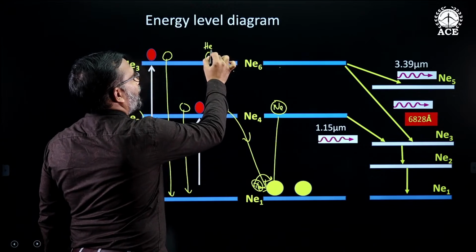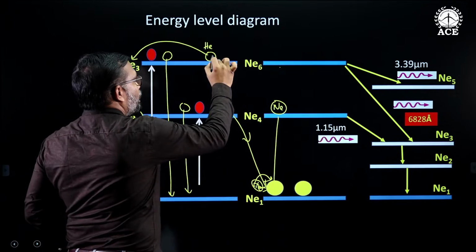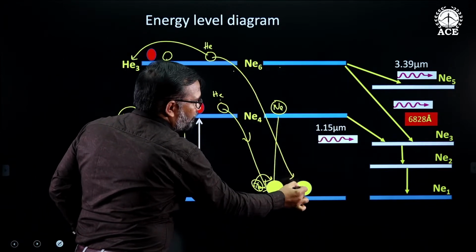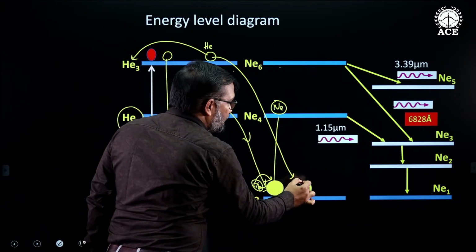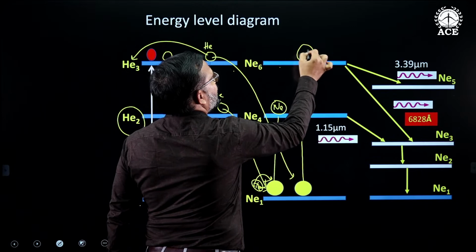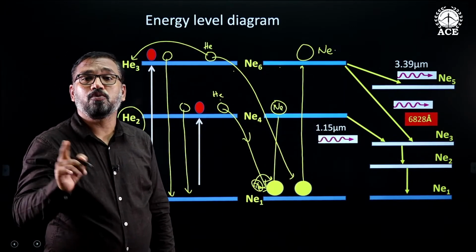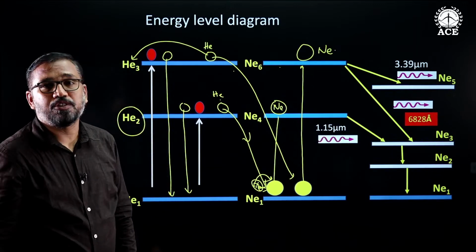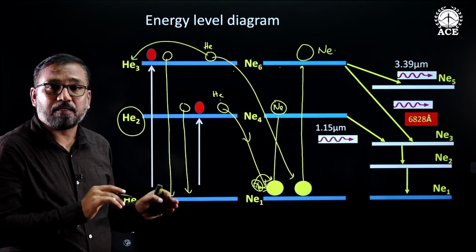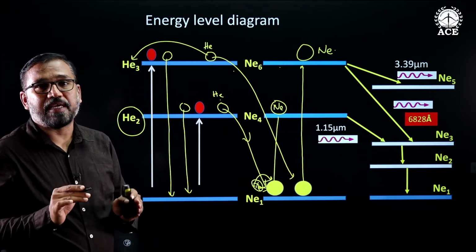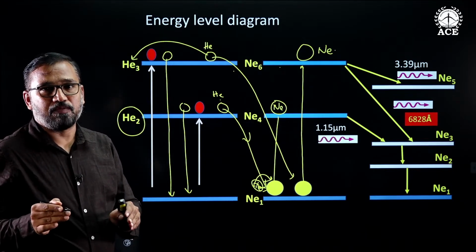Similarly, one of the helium atoms present in the helium-3 level, having more energy, comes down to the ground state and interacts with this neon atom. It transfers the energy and excites this neon atom to this level. So the excitation of the neon atom is not due to the collision of electrons, it is due to the collision of helium. For that purpose only we are using helium. Helium atoms are supporting characters. They help excite the neon atoms to achieve population inversion.